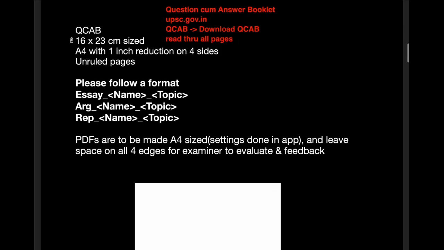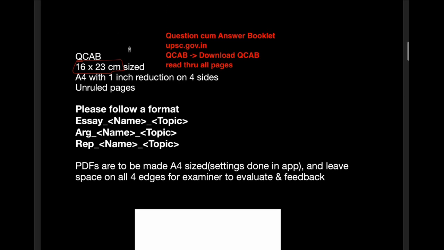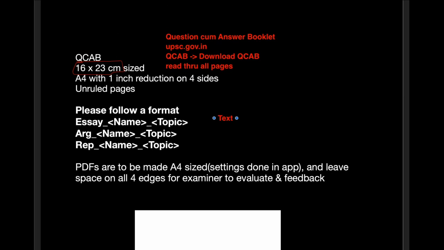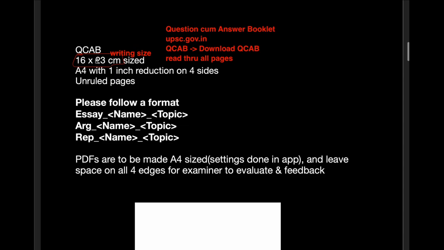Now, this is the official size of the UPSC paper, 16 by 23 centimeter. This is the size where you are able to write. This 16 by 23 is the writing size, not the size of the paper. Writing size. Okay. Now, how do you achieve the size in daily practice? A4 with 1 inch reduction on 4 sides.